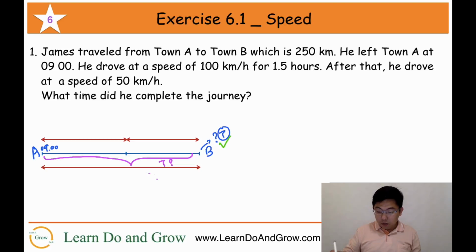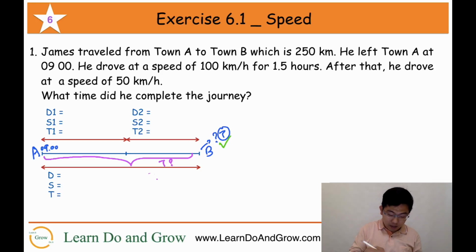Okay, so next we need to fill in all the information. This is the part that I taught you just now at the beginning of the lesson. You need to fill in all the details over here so that you know exactly what to do. So for this case, traveling from town A to town B, which is 250 kilometers, what is that? That is D, 250 kilometers, meaning the whole journey.